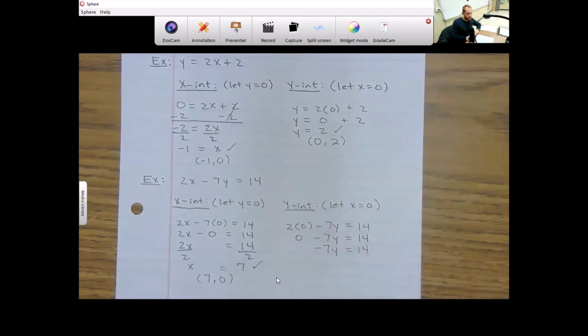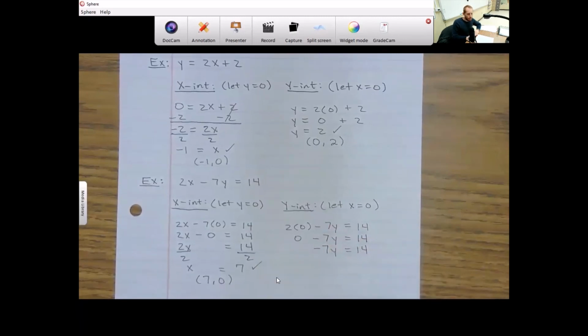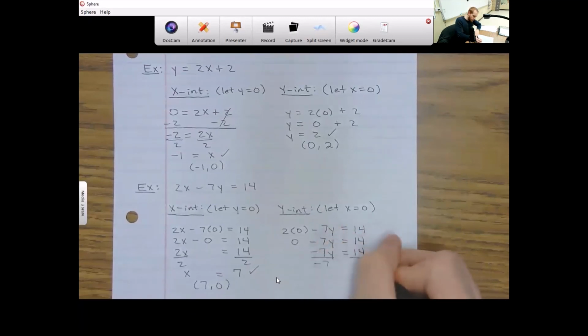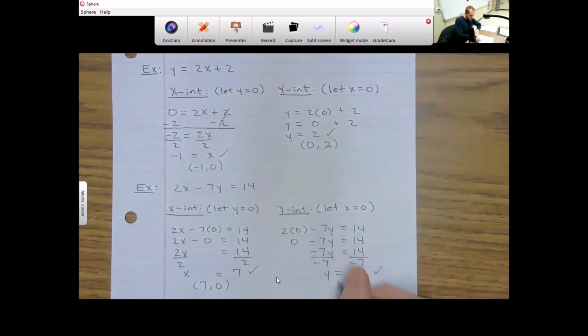And then how do I get the y by itself? I divide both sides by -7. And I get y equals -2, or 0, -2.